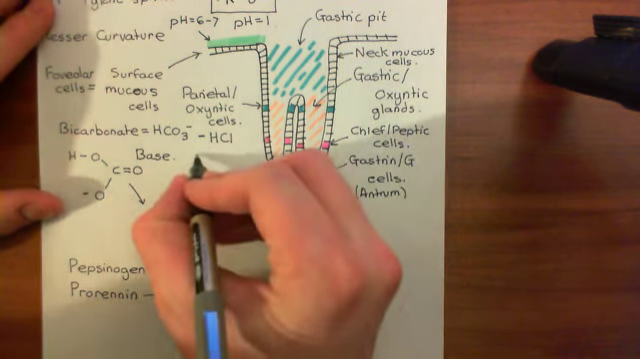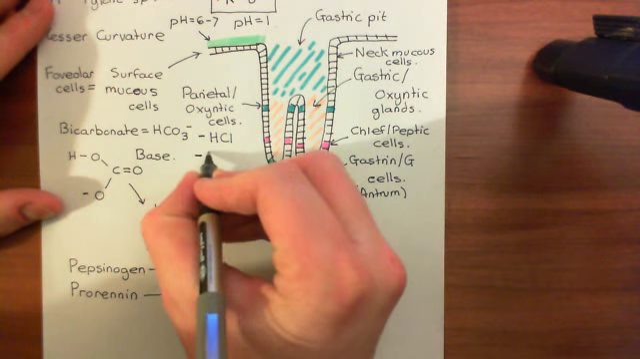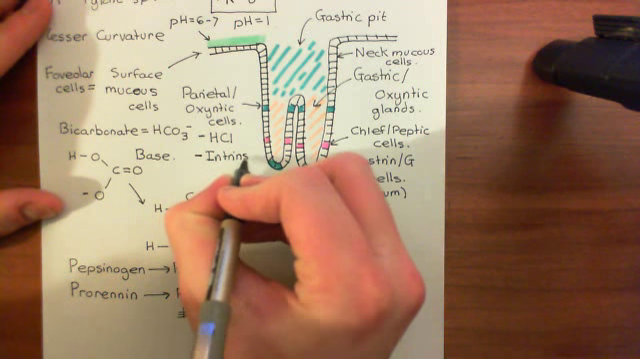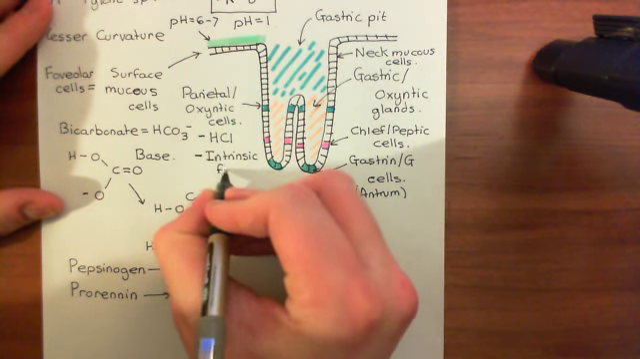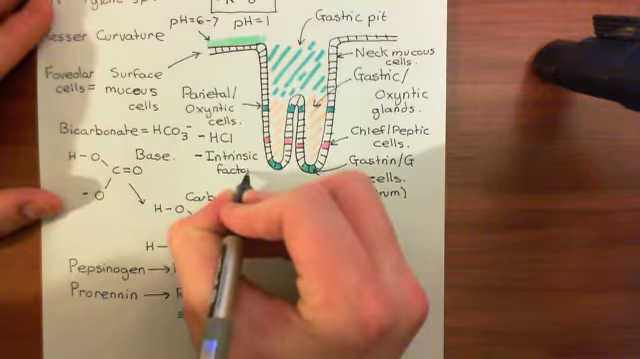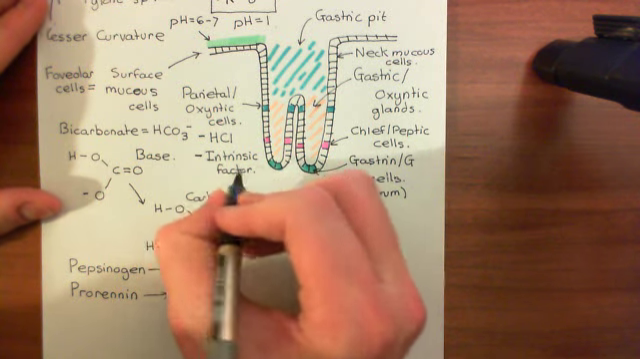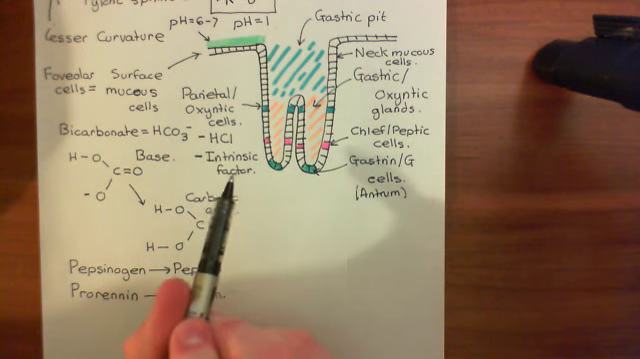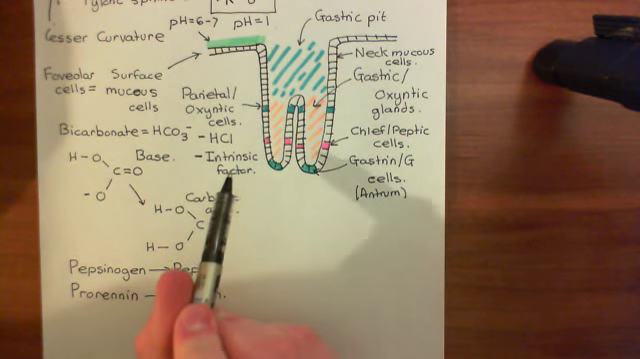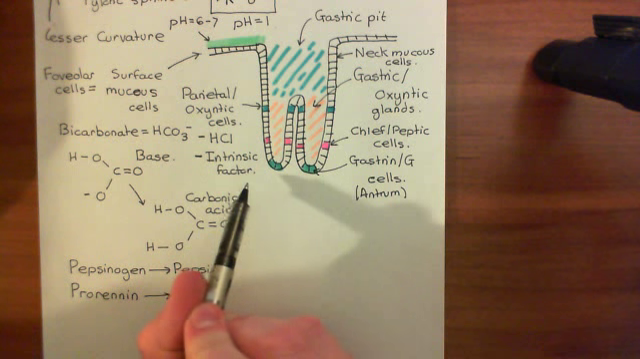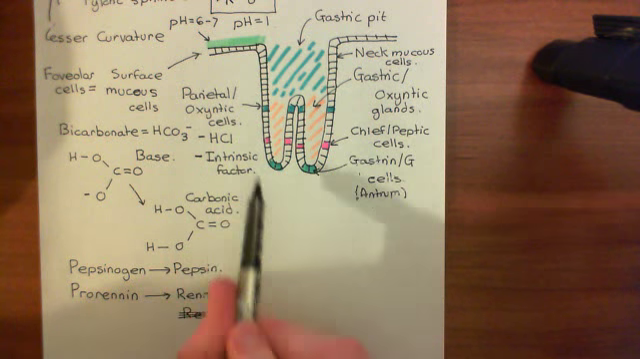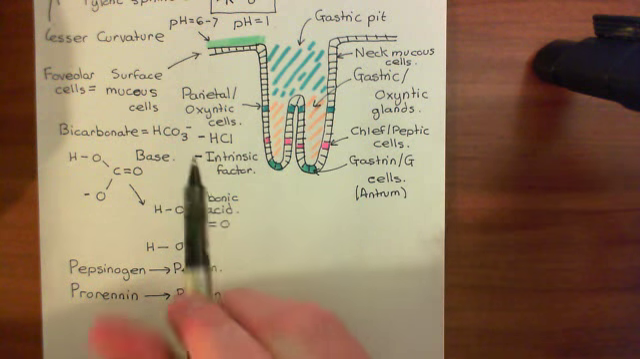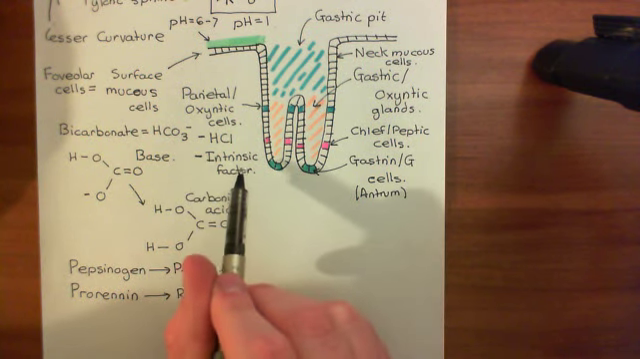The other function of the parietal/oxyntic cells is that they also secrete something called intrinsic factor. Now, I remember my physiology lecturer in first year of medical school telling me that the only essential function that the stomach performs is the secretion of intrinsic factor. If you take the stomach out, the only problem that you get is that nothing then secretes intrinsic factor.